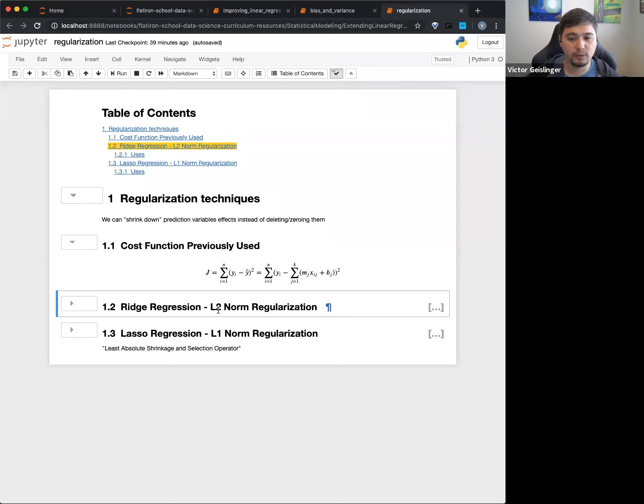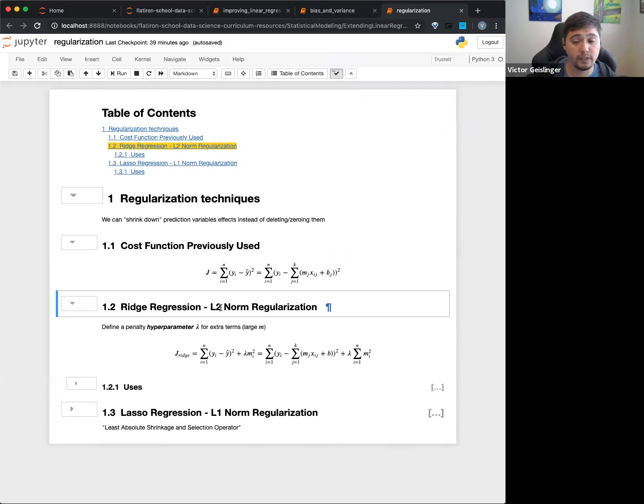Essentially, this refers to how much we punish extreme values. The most common one is usually ridge regression, which is the L2 norm regularization. These are equivalent to each other, so you might see it referenced as ridge regression, ridge regularization, or L2 norm regularization, okay?